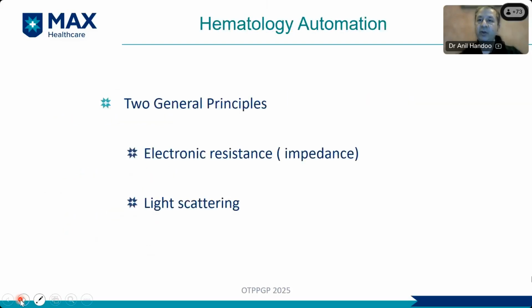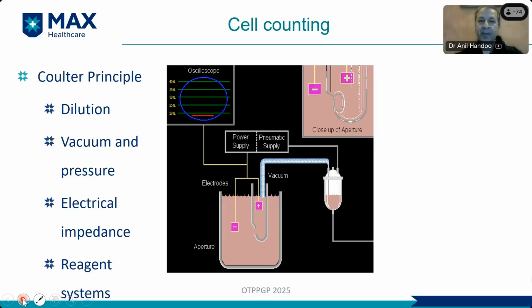So if we look at hematology automation today, we have two general principles which most of us use in our analyzers. One is electronic impedance or resistance, which we call it, and the second one is light scatter properties. And I'm sure most of you would know this.